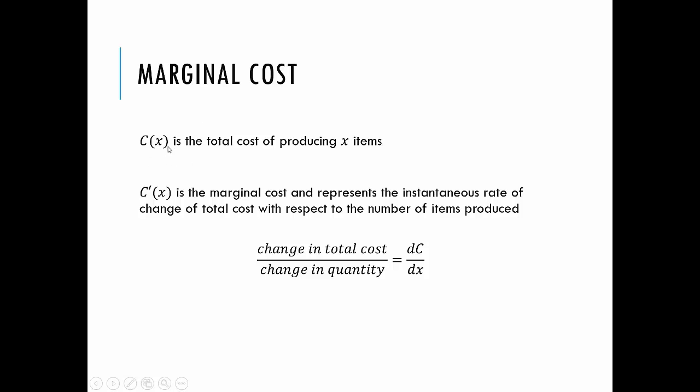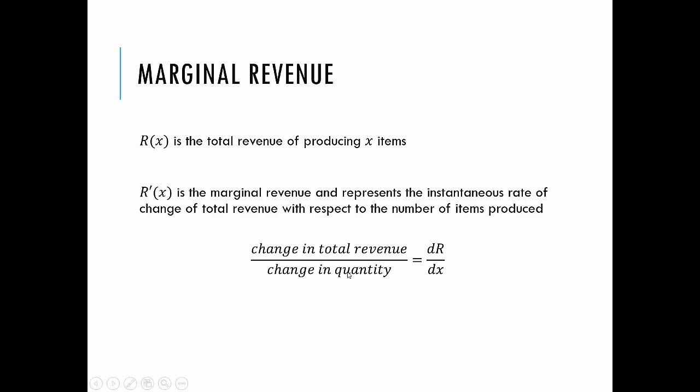cost as a function of x, producing x items. So marginal, if this is a rate, the change in cost over the change in quantity, then you find it simply by taking the derivative. So if you have cost and you need marginal cost, then you take the derivative and it gives the instantaneous rate of change, which is our definition of the derivative, of total cost with respect to the number of items produced. Same thing with marginal revenue: the change in revenue over the change in our quantity. So we find our revenue function and we take the derivative of it.